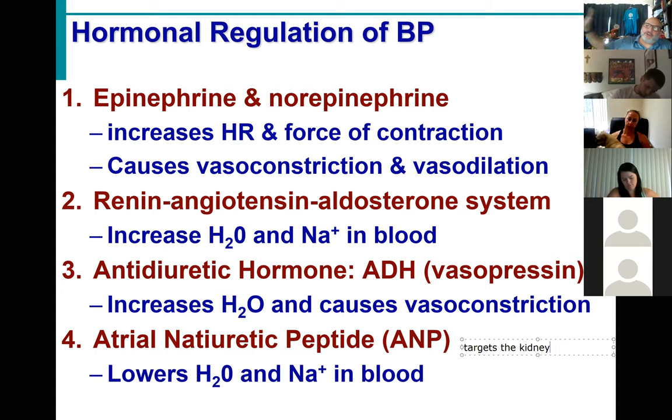And of course, if sodium leaves into the urine, what's going to follow that sodium? Water. So notice in this case, we target the kidney, and this atrial natriuretic peptide actually will allow us to lower our blood pressure if it is too high.